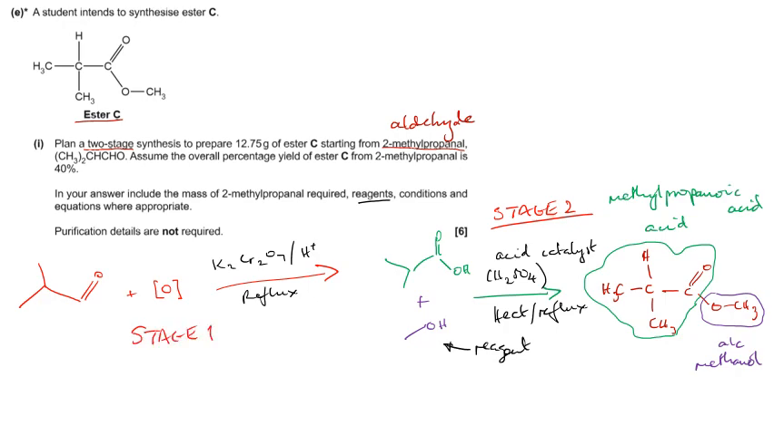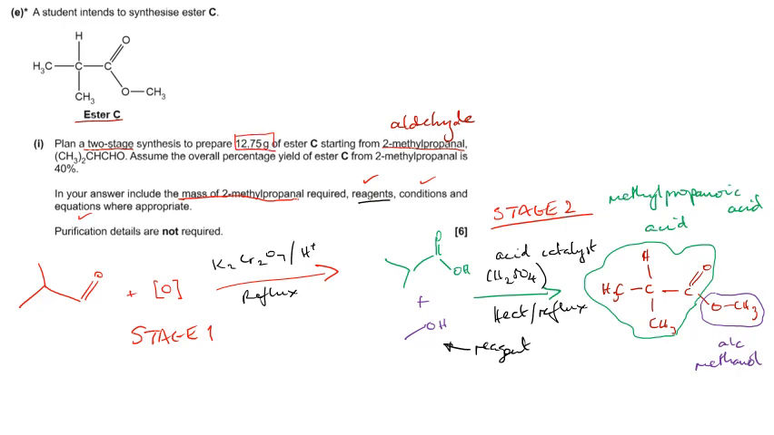What I would recommend is, as well as that, on your exam sheet, you would write out in text stage 1. You'd give reagents, conditions, and write out the equation for both stage 1 and stage 2. But we've got the basis of it there, the little plan of it there. Now let's calculate the mass that we want. We need the mass of 2-methylpropanal required.